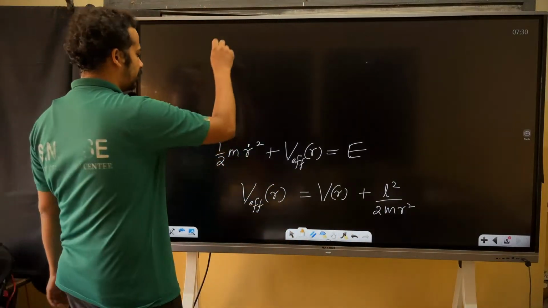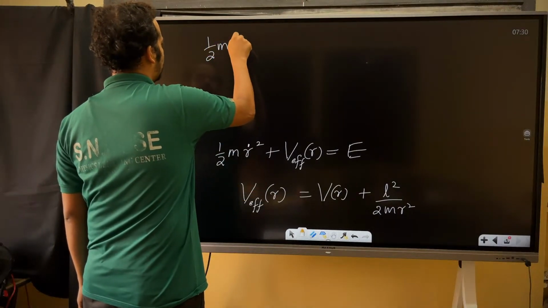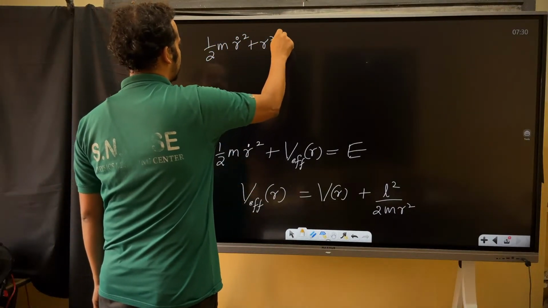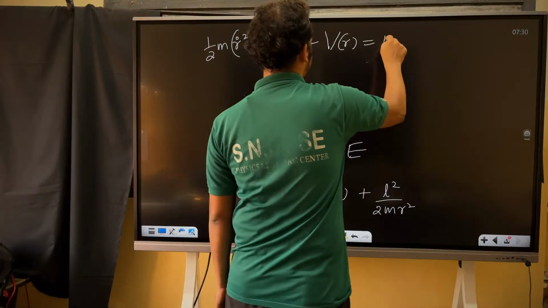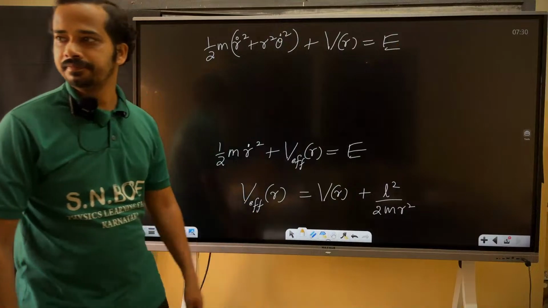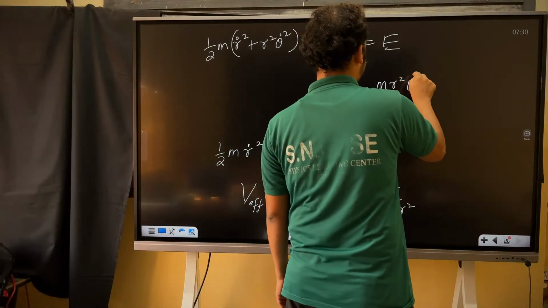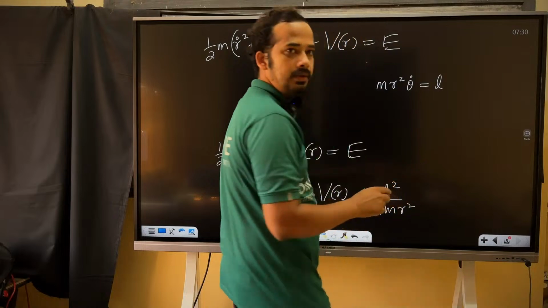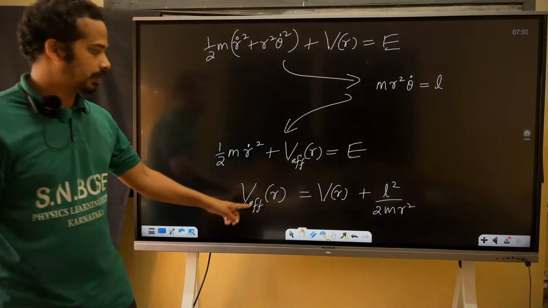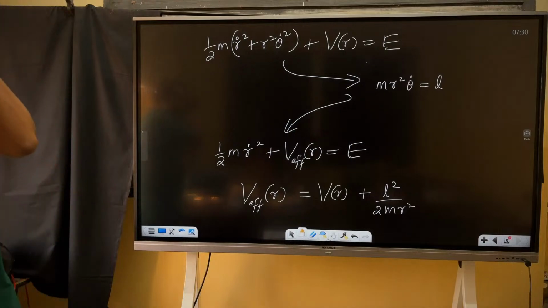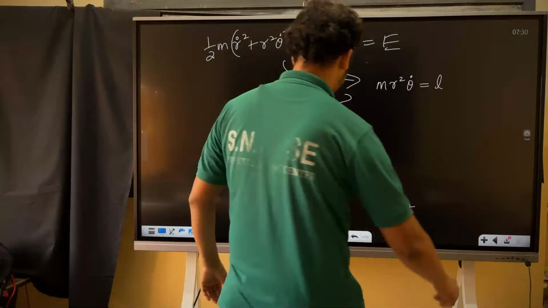But actually your kinetic energy is half m times r dot square plus r square theta dot square, plus potential energy V of R, equal to E. Then we had one conserved quantity: m r square theta dot is equal to L. Am I right? From this one we enter to this one, where V effective is this one. We avoided theta dot using this equation. That's it.